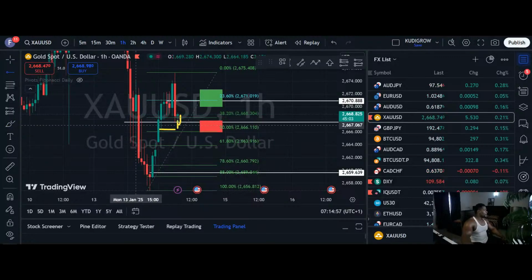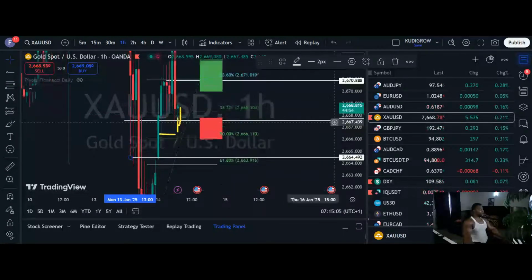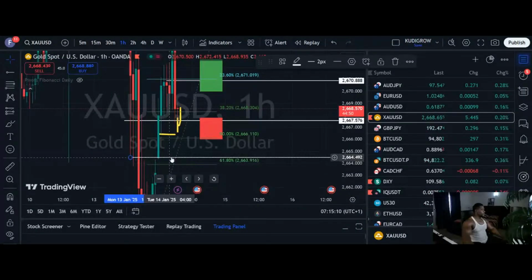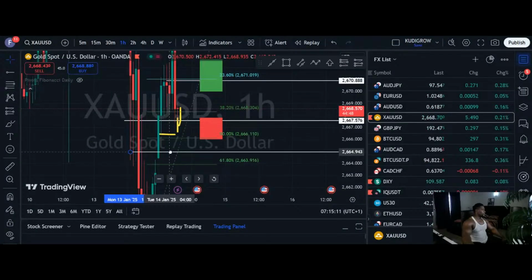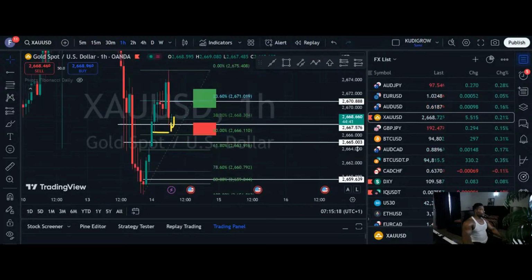But I'm looking at this shadow here. So I think that maybe the partials could actually come around somewhere here. Or maybe a round number before there, which is 2665. Gold has a way of getting around round numbers. So possibly partials could come here, depending on how that closes, if we get a sell trade. So that is the analysis.